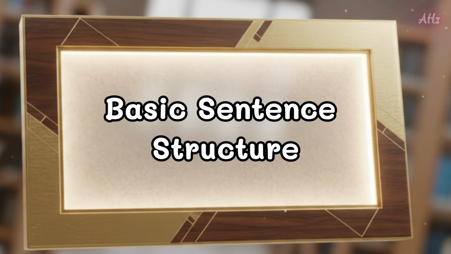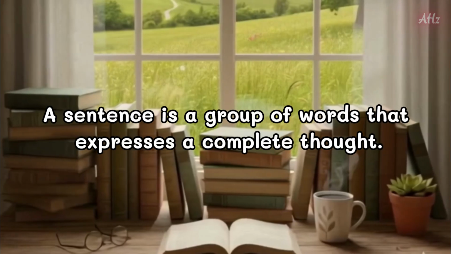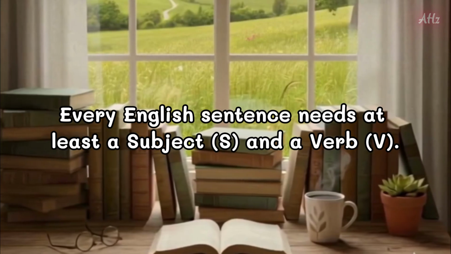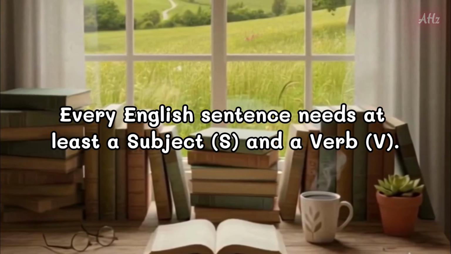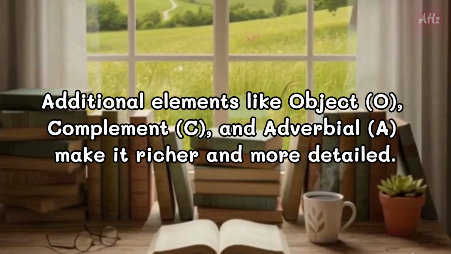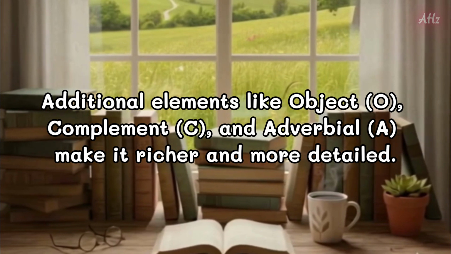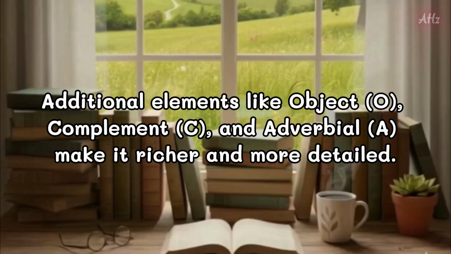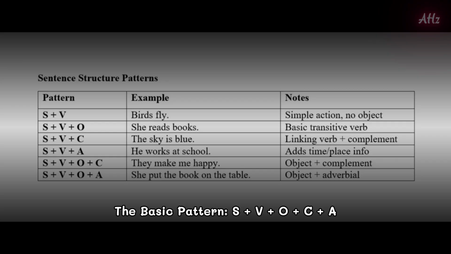Basic sentence structure. A sentence is a group of words that expresses a complete thought. Every English sentence needs at least a subject, S, and a verb, V. Additional elements like object, O, complement, C, and adverbial, A, make it richer and more detailed. The basic pattern: S plus V plus O plus C plus A.